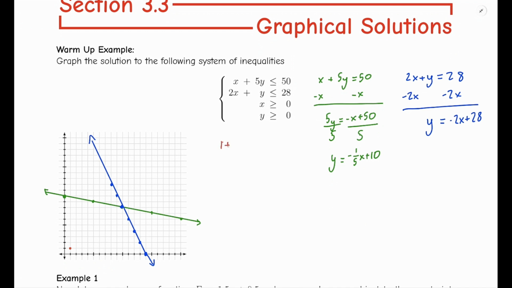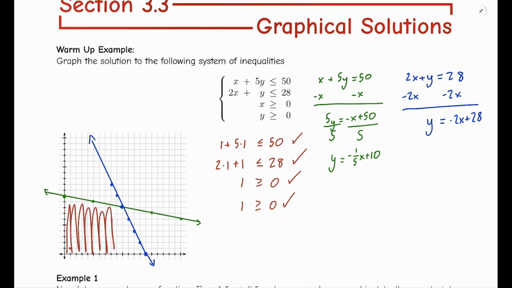Well, 1 plus 5 times 1, is that less than or equal to 50? Check. 2 times 1 plus 1, is that less than or equal to 28? Check. Is 1 greater than or equal to 0? Check. And is 1 greater than or equal to 0? Check. So we get this shaded region here.